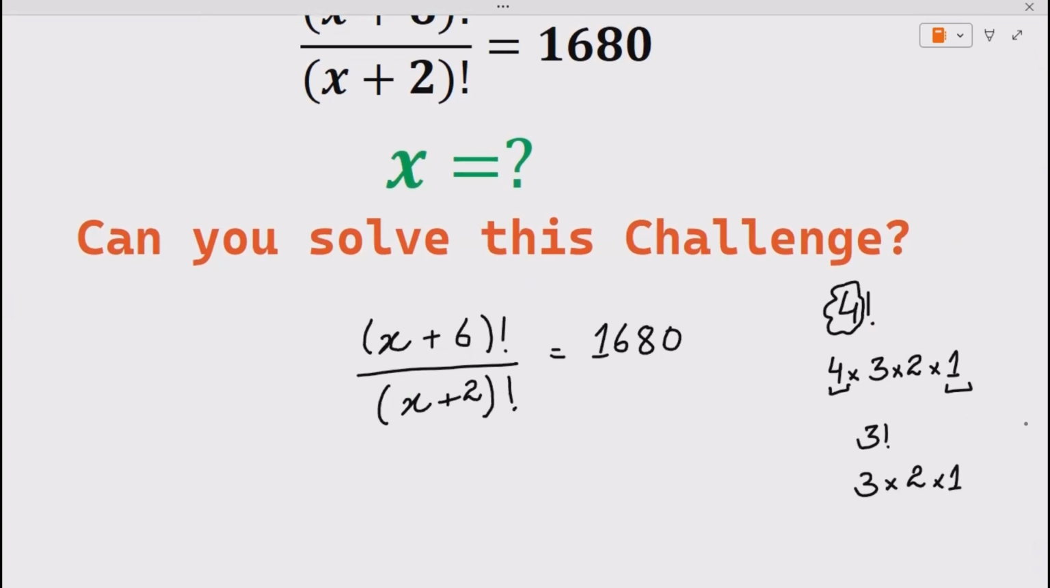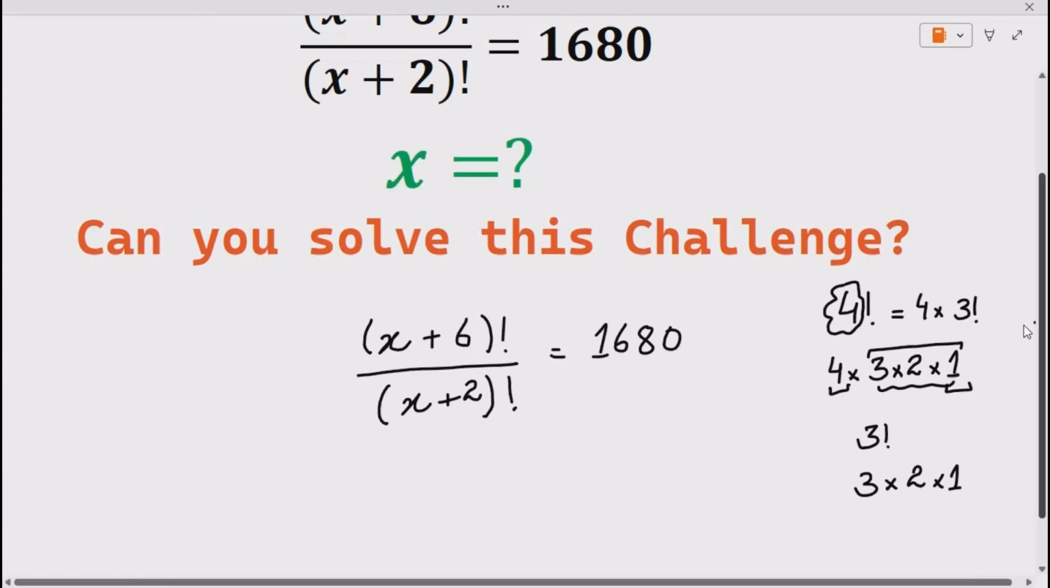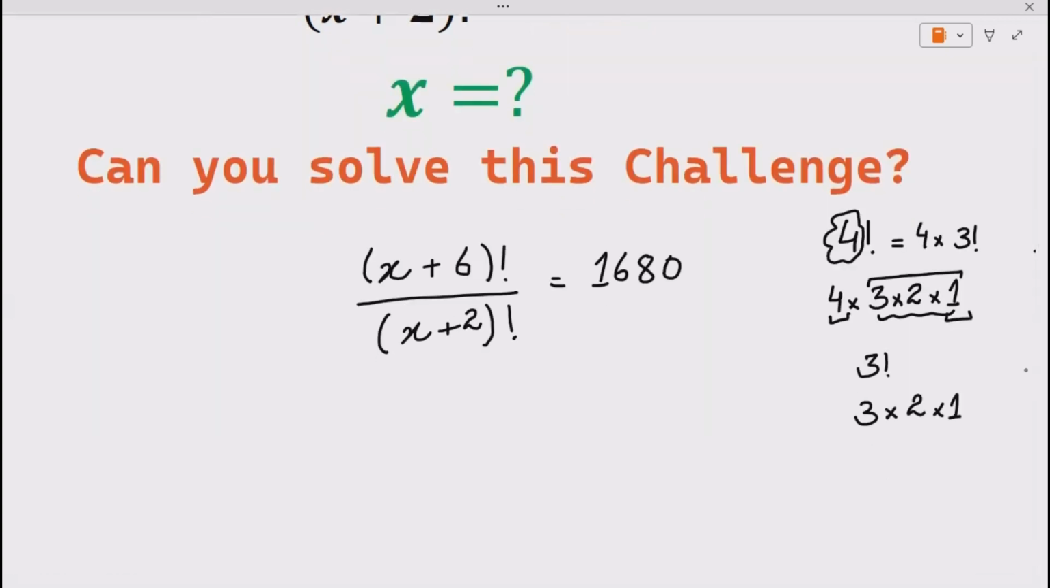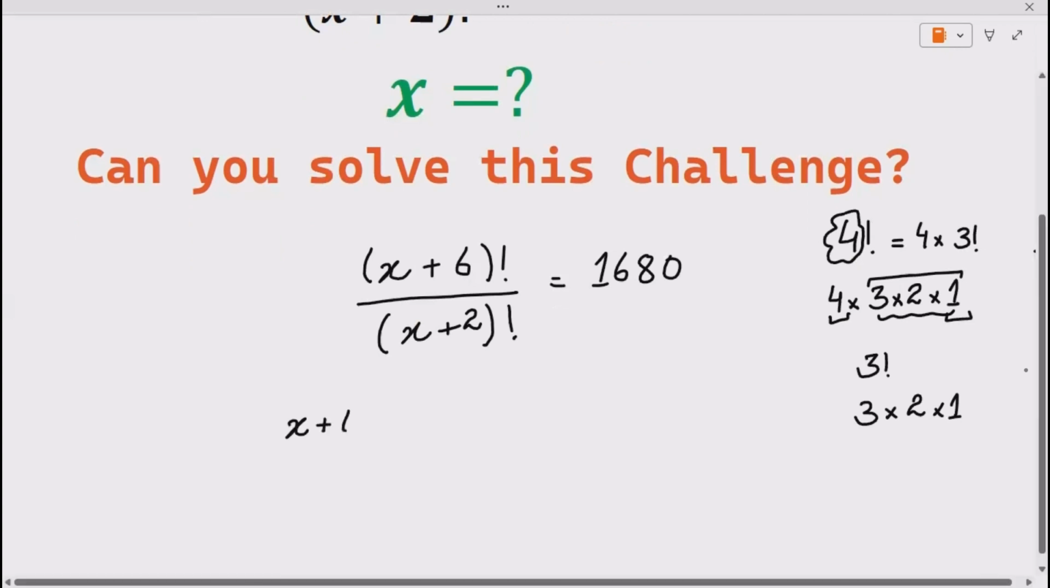Likewise, I can write 4! like this as well: 4 multiplied by 3!. You can see that in 4! there is 3! in it, right? So 4! is 4 multiplied by 3!, where 3! is 3 into 2 into 1. We can use this trick in this question.